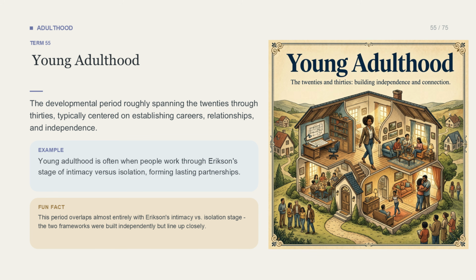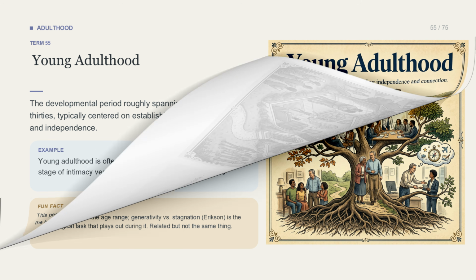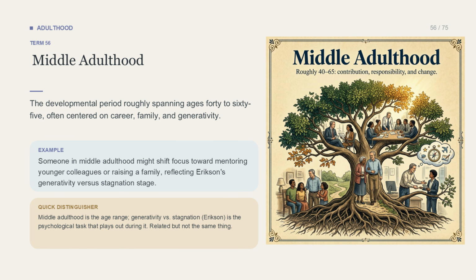55. Young adulthood. Young adulthood is the developmental period roughly spanning the 20s through 30s, typically centered on establishing careers, relationships, and independence. In real life, young adulthood is often when people work through Erikson's stage of intimacy versus isolation and form lasting partnerships.